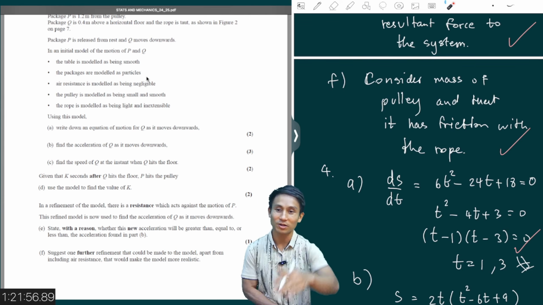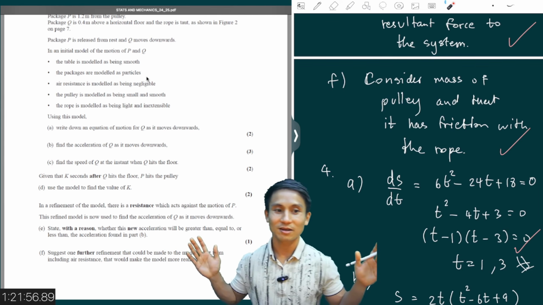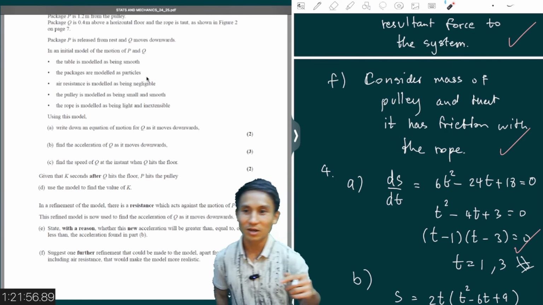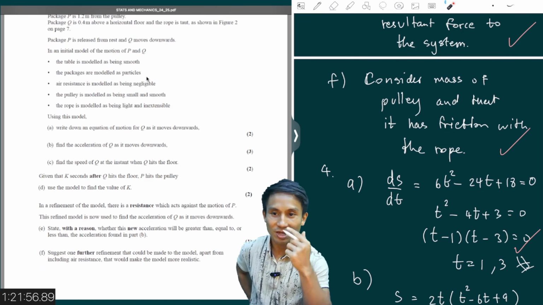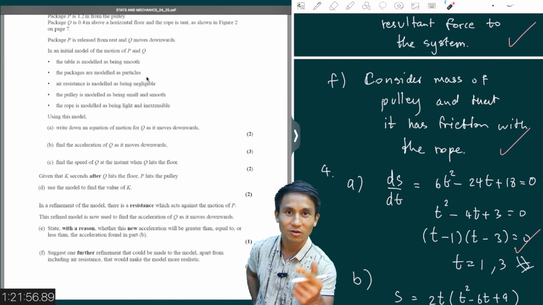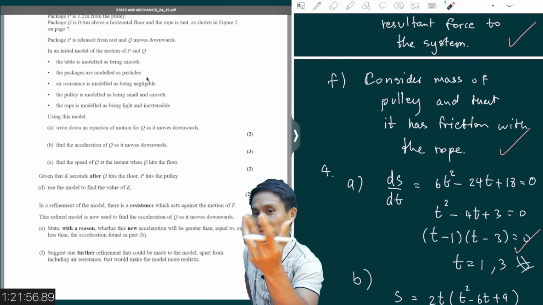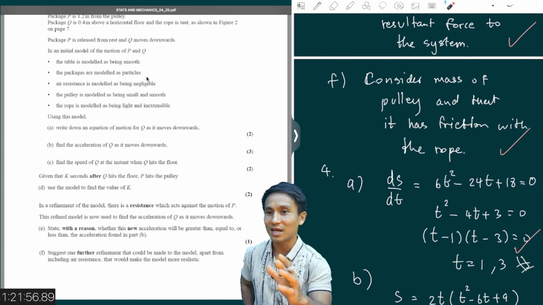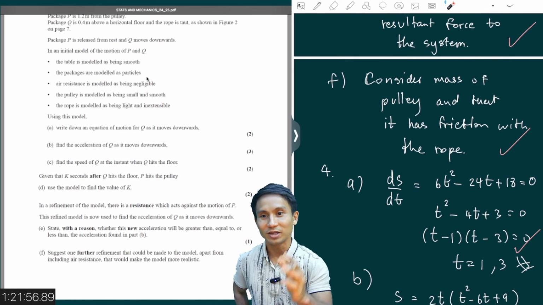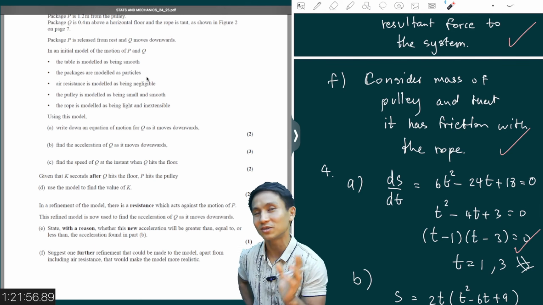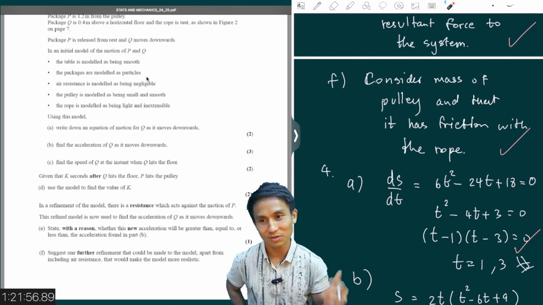And there are other points. So I'm just saying here, the bottom line is whatever modeling assumptions they use in the question, those will be the further refinements you're looking for. Just go the opposite way. So if it's saying that the pulley is smooth, then you say, we consider the friction in the pulley. Yeah, something like that, right?